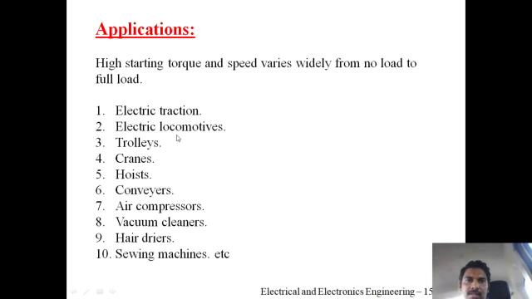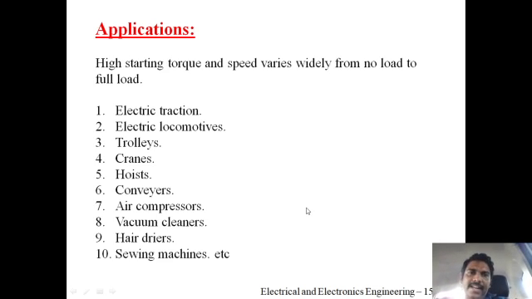The applications have been listed for you to go through. The first one is electric traction, then electric locomotives, trolleys, cranes, hoists, conveyors, air compressors, vacuum cleaners, hair dryers, and sewing machines. So, wherever high starting torque and large variation of speed are required, there we can go for a DC series motor.